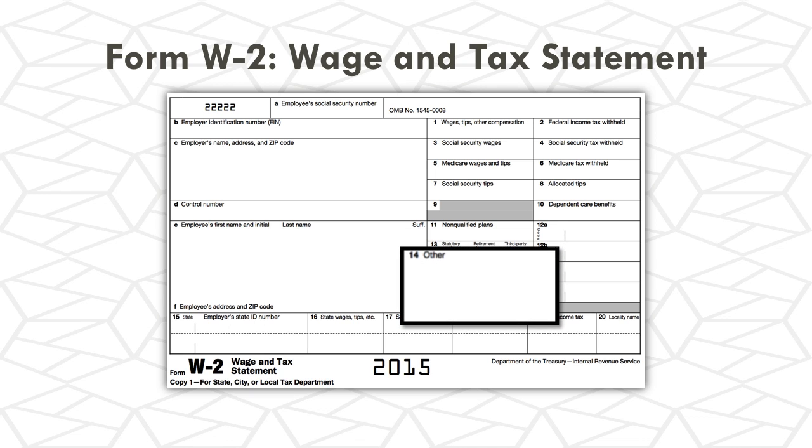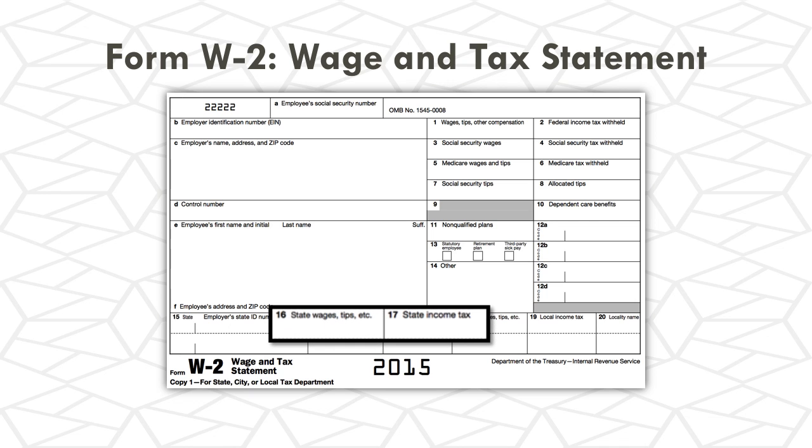Box 14 is listed Other. However, much like Box 12, it will show a variety of codes or other information. However, these codes are not always clear and they might require additional investigation to determine if anything listed is necessary to complete the return.